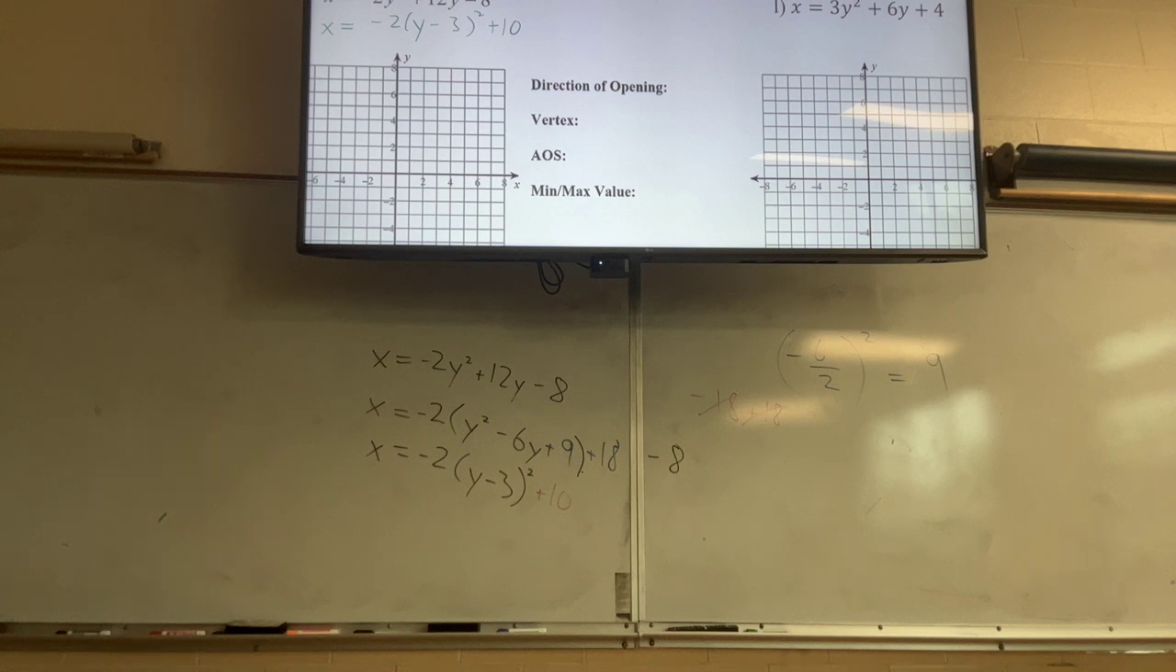All right, what's my a? Negative 2. Am I squaring y or x? I'm squaring y, so keep that in mind. What's my h? Positive 3. What's my k? Positive 10. What's my direction of opening then? Left. What's my vertex? 10, 3. But we've been doing h comma k the whole time. Because we're squaring y, remember, it's k comma h, it's split. What's my axis of symmetry? y equals 3, but we've been doing x equals 3 the whole time. We're squaring y here, so we have to do y equals 3.